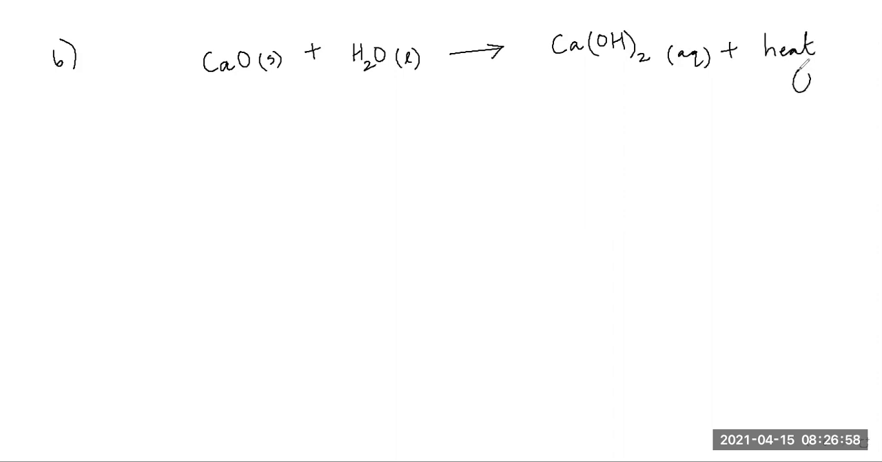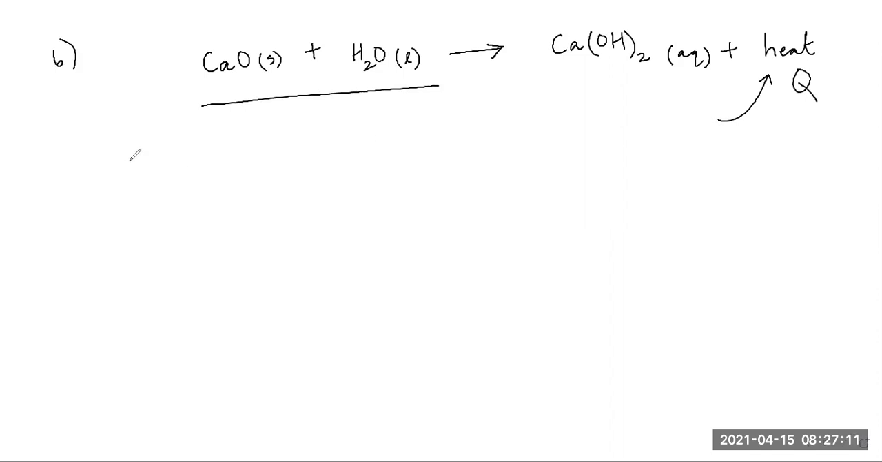Calcium oxide, solid, plus, come on students, what do you add in this? H2O. You don't add milk, you add water in this. What does it become? Calcium hydroxide, Ca(OH)2, which is aqueous, plus heat, Q. So this is an exothermic reaction because it produces heat, right? It's an endothermic reaction if it requires heat for the reaction to happen.